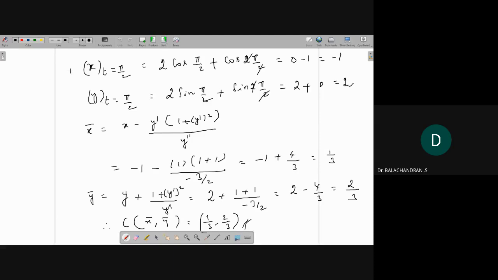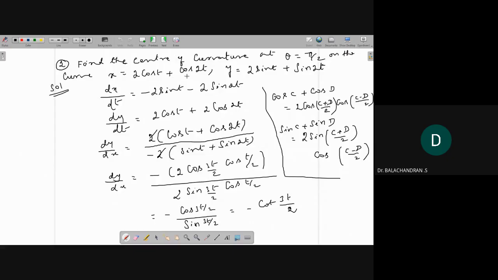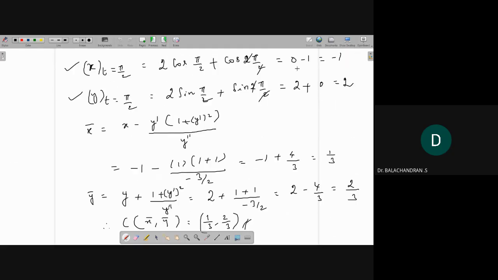Similarly, you need to find x at t equal to pi by 2 and y at t equal to pi by 2. So x is 2 cos t plus cos 2t, you can check it, and y equal to 2 sin t plus sin 2t. Substitute t equal to pi by 2. So x at the given point is minus 1, y at the given point is 2.